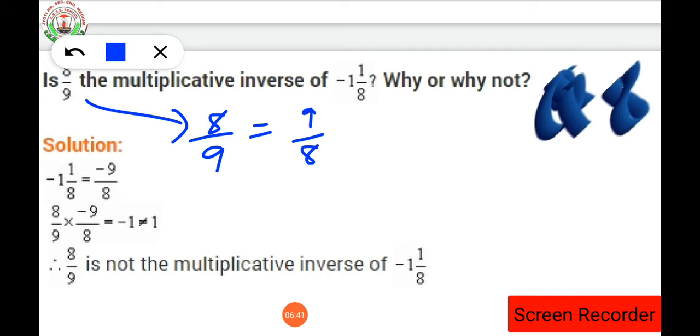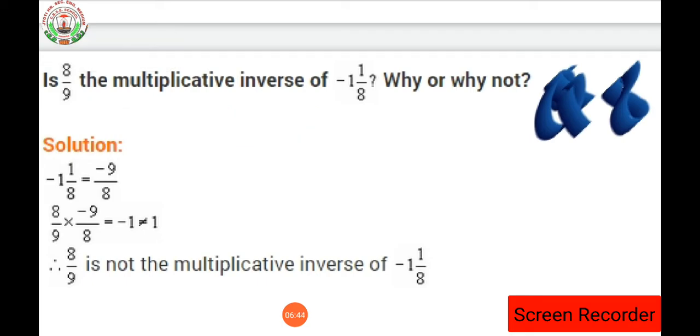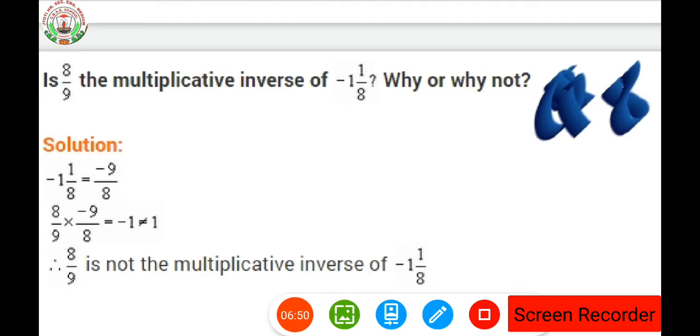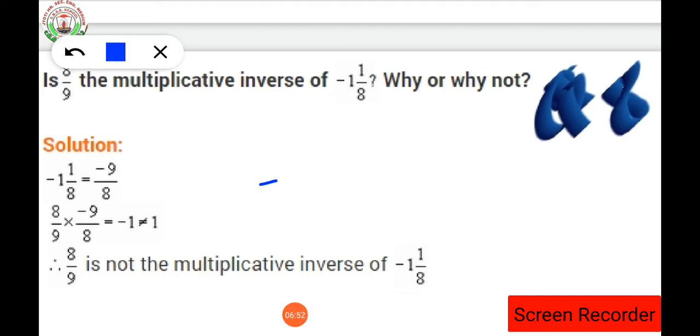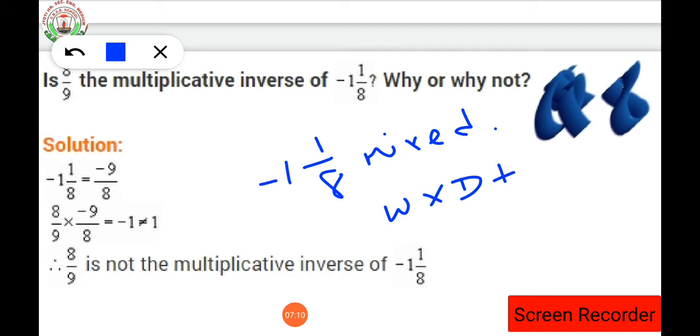Okay. Now in this question, it is asked: is 8 by 9 the multiplicative inverse of minus 1 upon 8? So here we are having a mixed fraction. This is the mixed fraction we are having, isn't it? Now this mixed fraction we are going to change into an improper fraction. Now how to change it into an improper fraction? Do you remember the formula? Whole into denominator plus numerator upon denominator. This is the formula which you studied in class 5th and 6th also. So this is the formula to change the mixed fraction into an improper fraction.